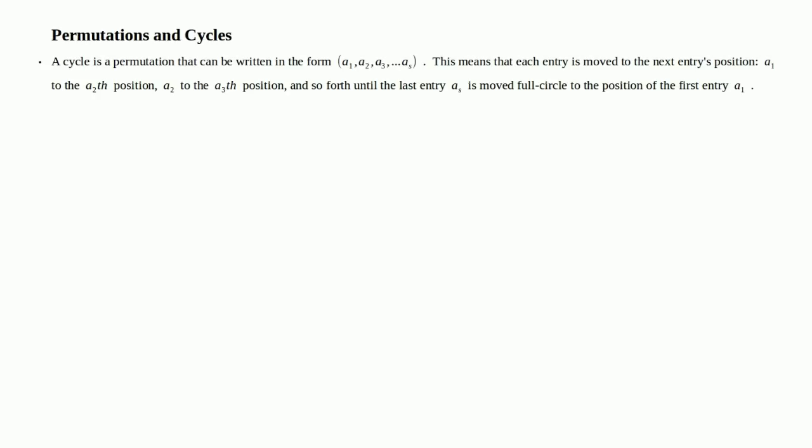But continuing, this means that each entry is moved to the next entry's position. So A sub 1 to the A sub 2th position, A sub 2 to the A sub 3th position, and so forth until the last entry, A sub S, is moved full circle to the position of the first entry, A sub 1. And this will become, I think, more clear as we proceed.